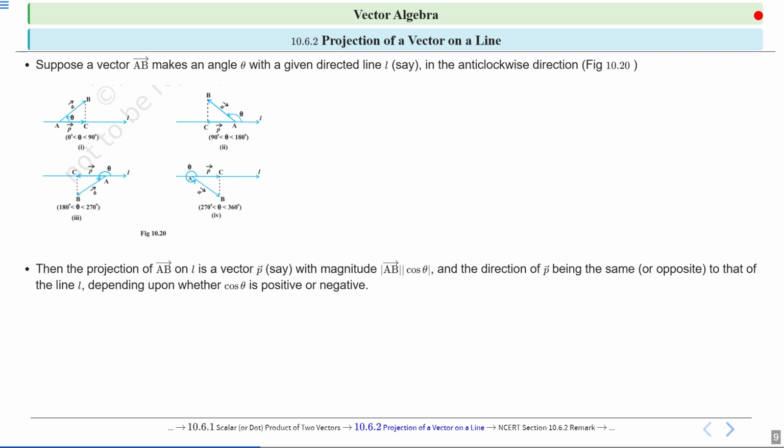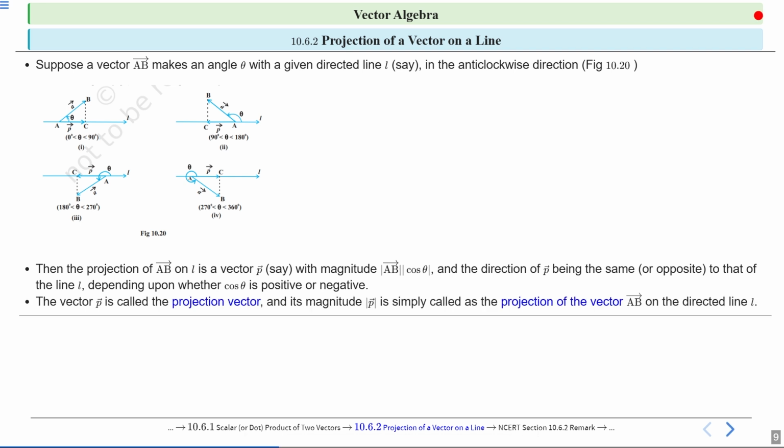Then the projection of vector AB on L is a vector P, let's suppose, with magnitude |AB| |cos theta|, and the direction of P being the same as or opposite to that of line L, depending upon whether cos theta is positive or negative, right? Got it?